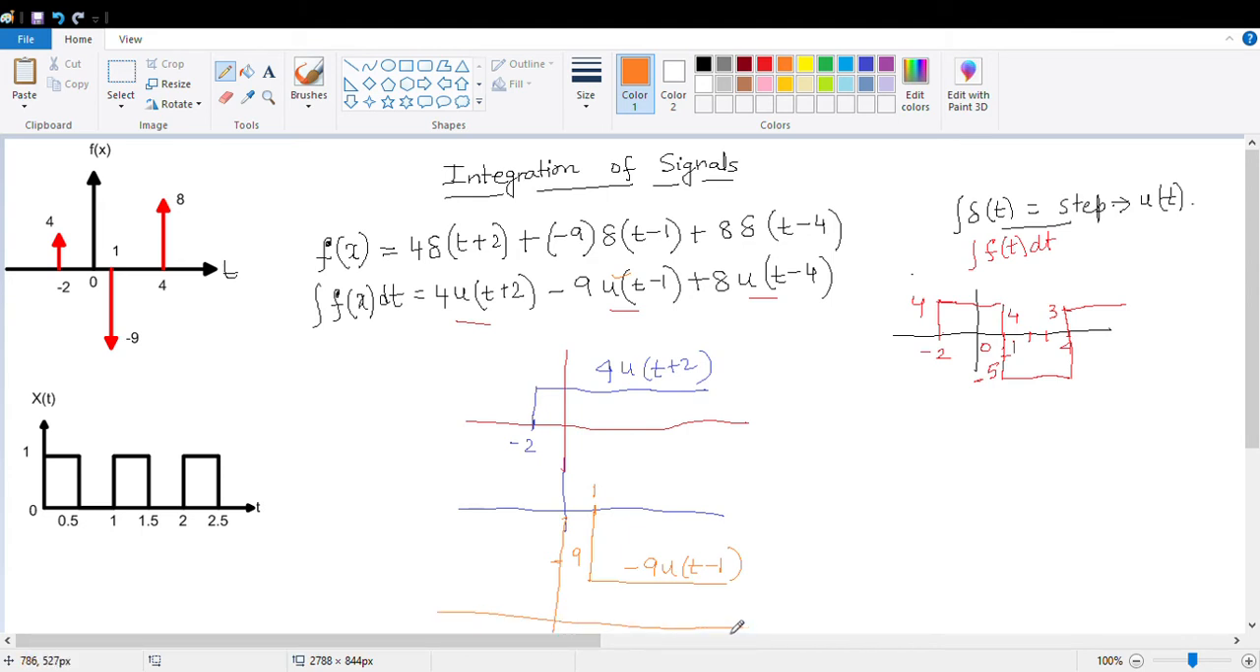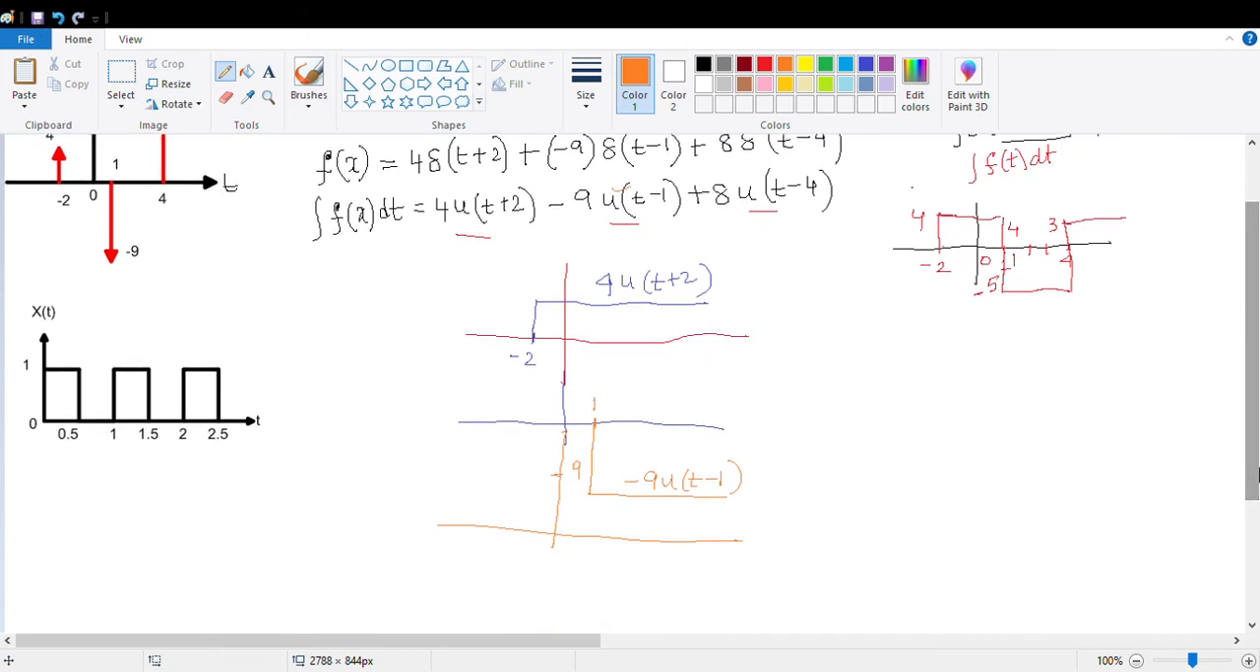So the third part is here, it is at t equal to 4. So if it is 0, this is 1, 2, 3, 4. It will start from t equal to 4, and what is the value? It is 8u. So this will be, suppose, 8. Okay, suppose this is 8. So this is my 8ut minus 4.